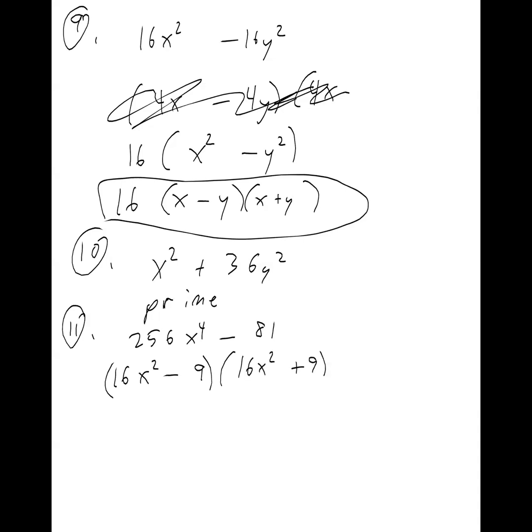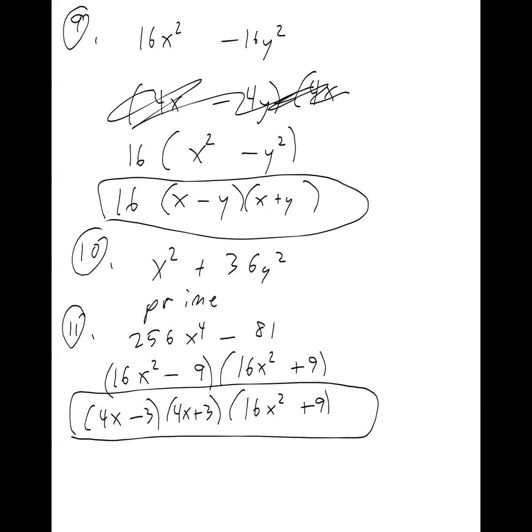Now we can go further in the first parentheses, but the second parentheses is prime, so we cannot go further with that one. So take the square root method again and do 4x minus 3, and then 4x plus 3. But the positive parentheses cannot go any further. So those are the answers. Perfect. Now let's clear the page and do number 12.